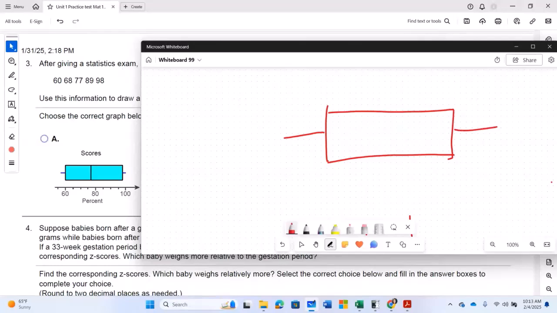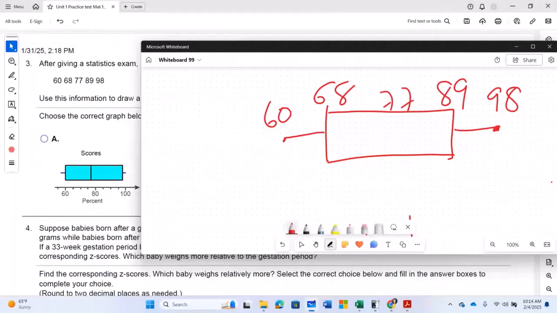All right. The maximum number is 98. The minimum number is 60. The first quartile is 68. The third quartile is 89. The median is 77.